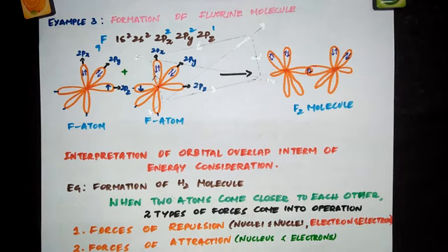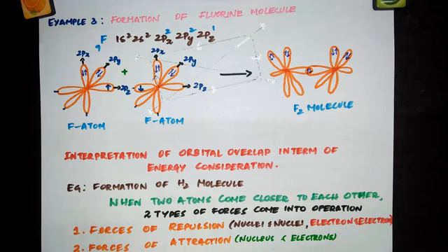So we have seen the formation of molecules by covalent bond formation based on orbital overlap, how orbitals are overlapping to form a covalent bond in molecules. Now we are going to see the interpretation of orbital overlap in terms of energy consideration. What energy changes are happening when a molecule is formed by orbital overlap. Let's take the example of hydrogen molecule. When two hydrogen atoms are far apart from each other, there is no interaction between them.